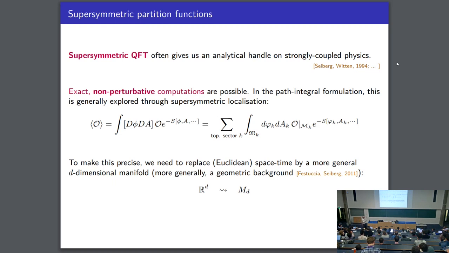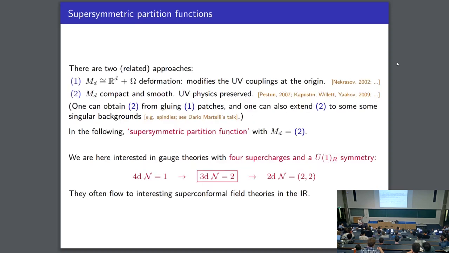To make this relation and this computation precise, often we need to, first of all, in this talk at least, I will be in Euclidean signature, and then we need to have some bells and whistles to preserve supersymmetry in space-time, essentially infrared regulators here. So what we will do is replace space-time R^D with, in my case, a compact manifold. In general, there are really two ways of computing supersymmetric partition functions. One is keeping, let's say, flat space, but with a so-called omega deformation of Nekrasov. The other one, related but a different prescription, is really to look at compact spaces, for instance, first done by Pestun on the four-sphere and many other people.